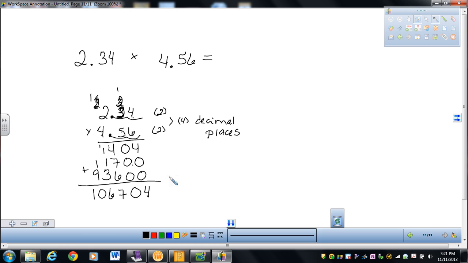That means that when I move down here, I need to go 4 decimal places in. So if you don't see a decimal, you know that it's always at the end. So here's my current decimal, but I have to move it 4 places. So I'm going to go 1, 2, 3, 4, and it's going to go right there. So my answer is going to be 10.6704.